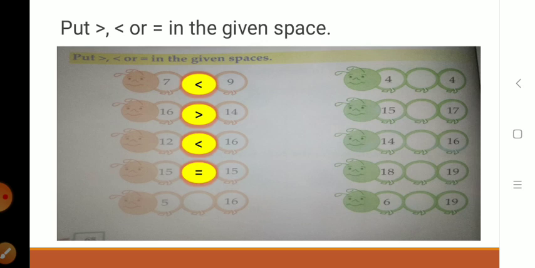Now see the last example: 5 and 16. Here you have to remember 5 is a one digit number and 16 is a two digit number. 1 ten and 6 ones make 16. You have to read numbers like this and practice like this. If the number is 16, it is 1 ten and 6 ones. 15 is 1 ten and 5 ones.